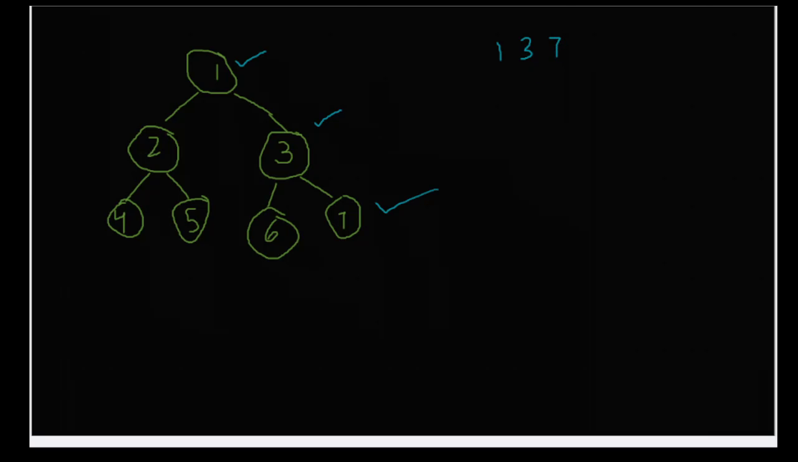Now let's see one thing. What if there was another node like this? If there's another node like this, then obviously this will also be counted in the right view. Why? Because for this level, the rightmost node was this, right?